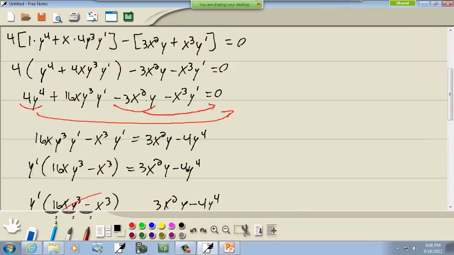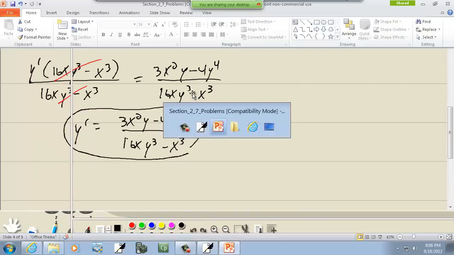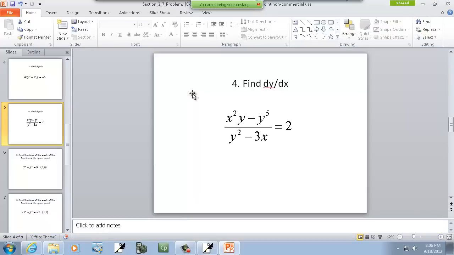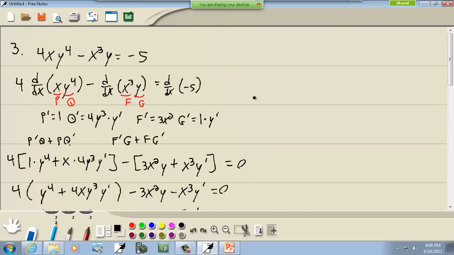And I definitely don't have space for another problem. And maybe I do beside it. Let me go look at what this one is. Yeah, I probably have space for that. So let's look at number 4.